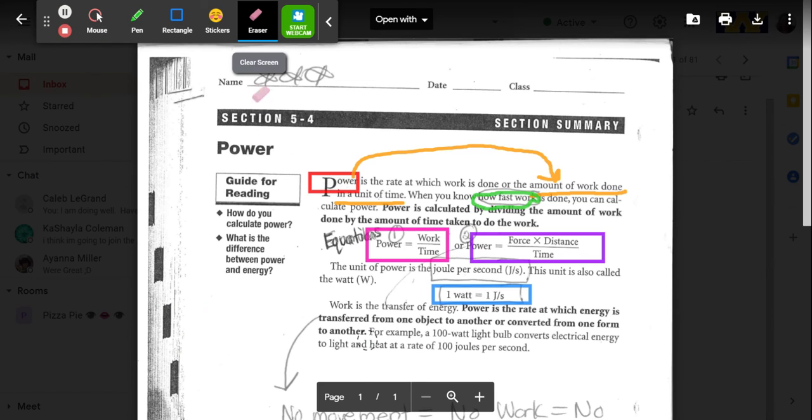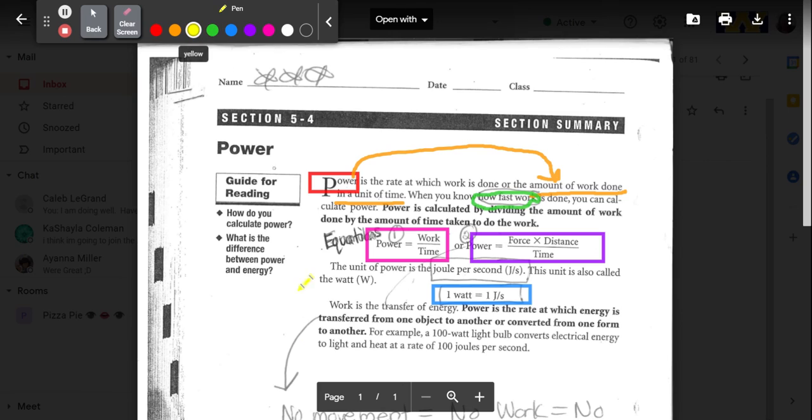So let's move on to our last paragraph here. Work is the transfer of energy. Okay, and if you're transferring, the energy is moving in some way. Okay, it's being transferred. And that's something else we want to make sure we understand. It's the transfer of energy. Power is the rate at which energy is transferred from one object to another or converted from one form to another. Because remember, energy doesn't go away, it's converted from one form to another.